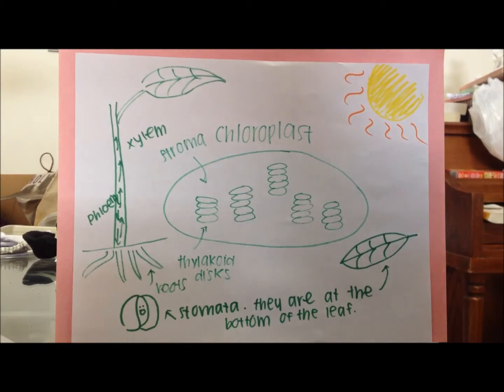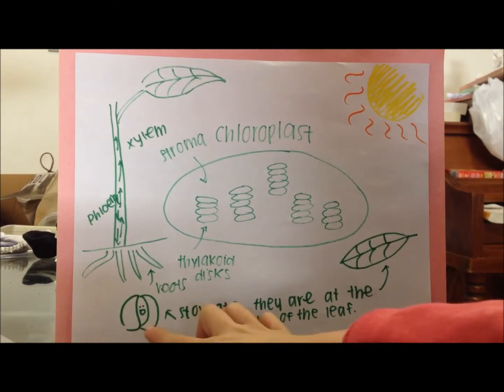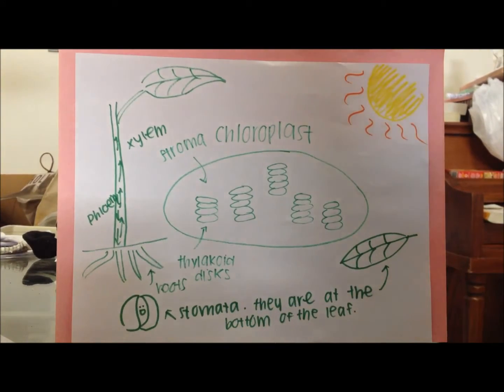How do plants get CO2? At the bottom of each leaf, there are openings called the stomata. These control the amount of gas exchange, for example, the amount of CO2 that goes in and the amount of O2 that comes out. Water goes in through the roots.